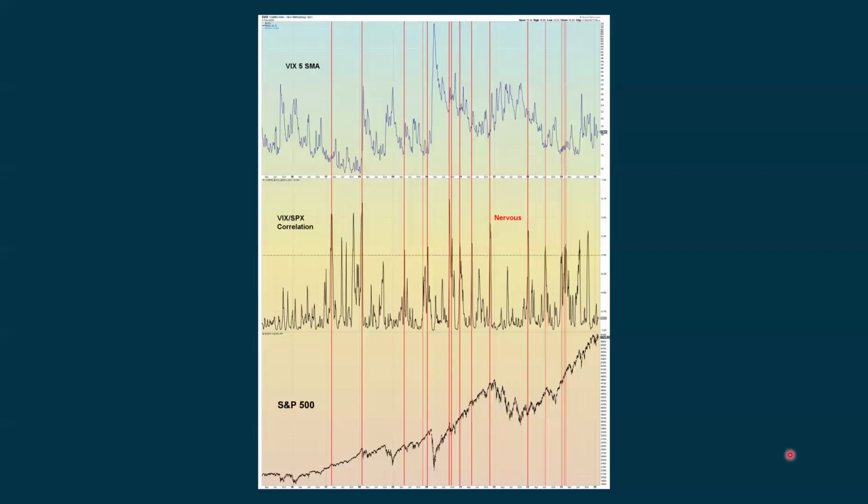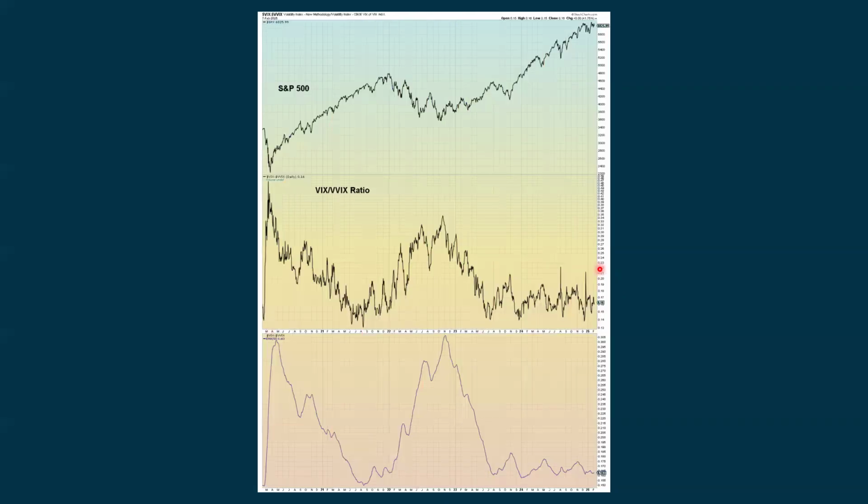Another study is a correlation between the VIX and the S&P 500. We're getting a very low reading right now, so that's why I haven't been including this chart. If this really spikes up and goes above the dash line, that means that fear is coming into the market that we may not be picking up with other charts.